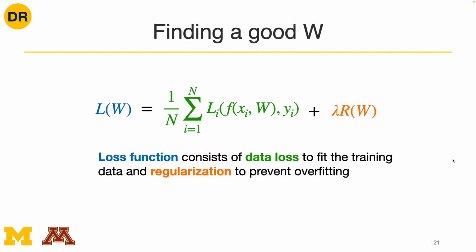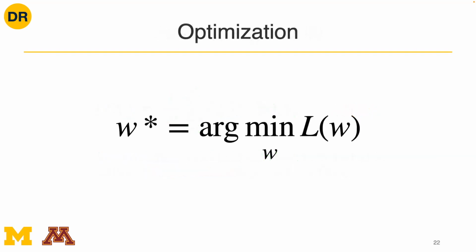But now we have this question still of how we can find a good setting of the parameters so that we could achieve both of these objectives, right? So it'll perform well on the training set and hopefully also the testing set. And so that is where optimization comes into the picture.